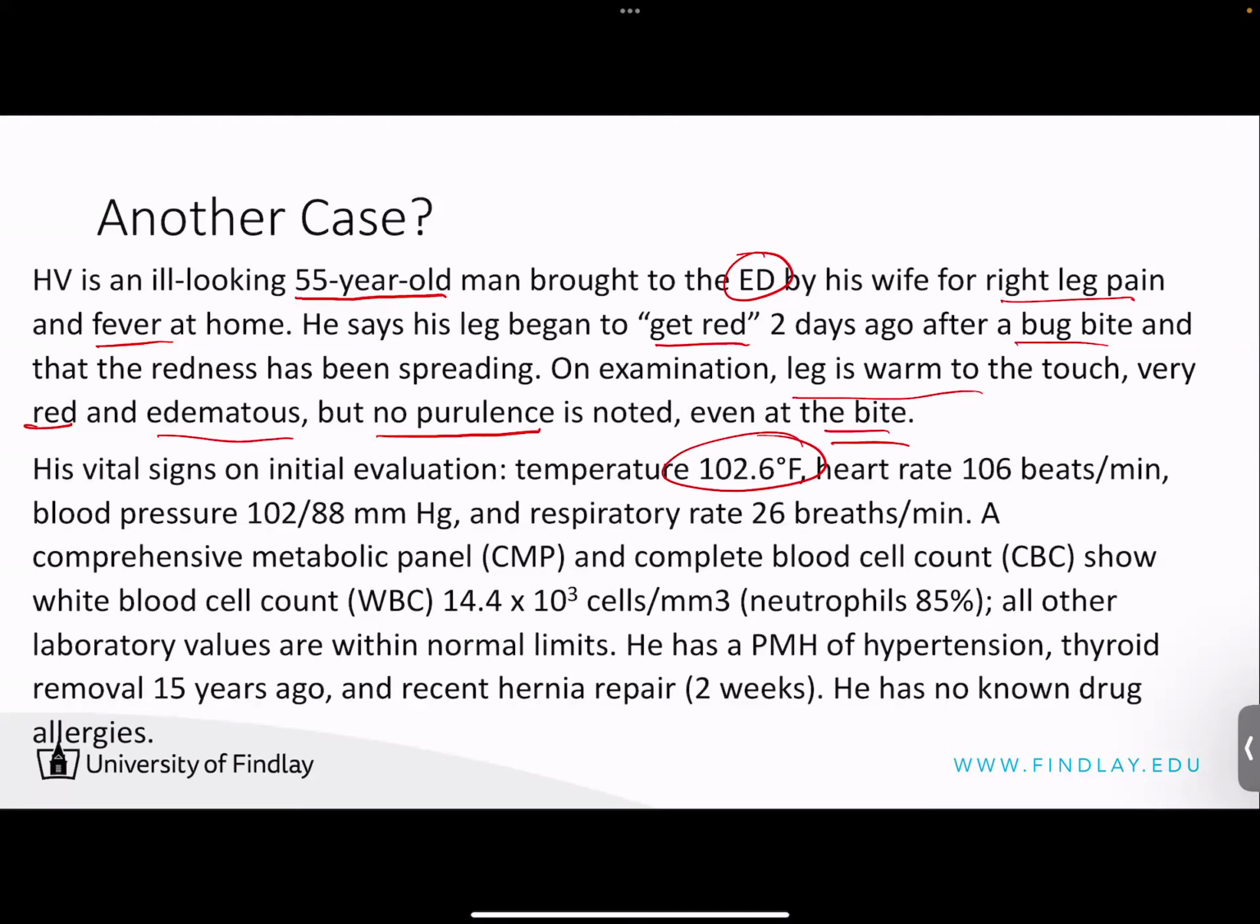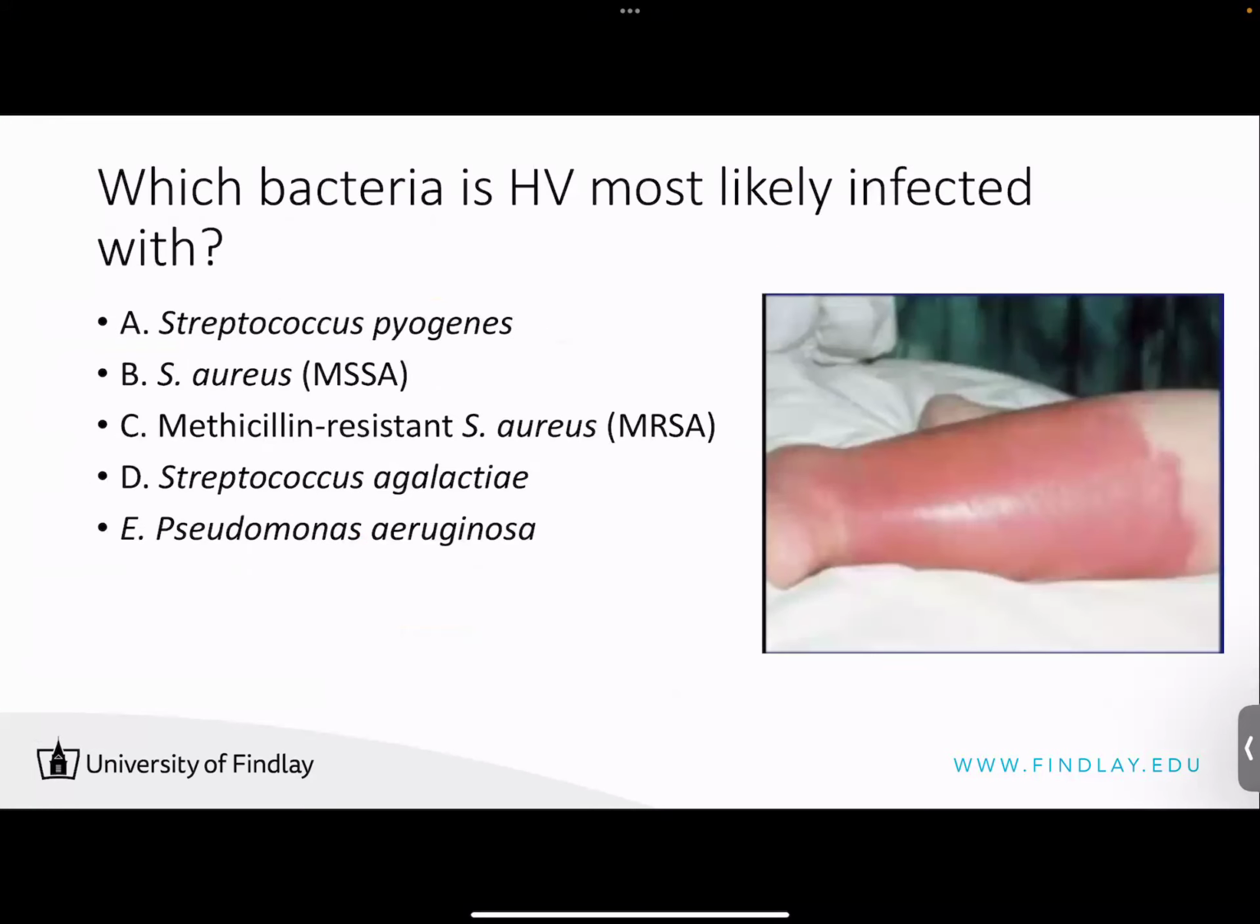There's his temperature. He's febrile. Agreed? All right. His heart rate is up. Agreed? Blood pressure is low. His respiratory rate's pretty high, too. His white blood cell count is elevated, so he has leukocytosis, preponderance of neutrophils. His past medical history is positive for hypertension. He had a thyroidectomy, and he had a recent hernia repair 2 weeks ago. No known drug allergies.